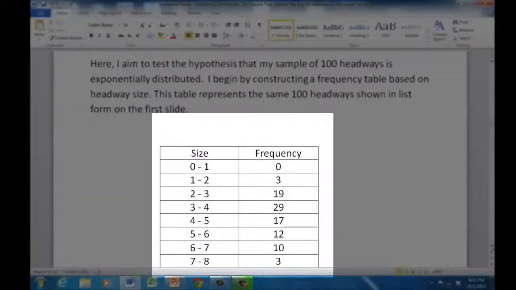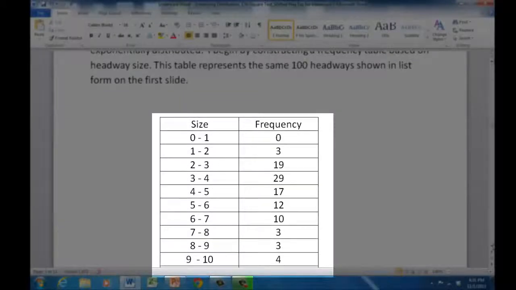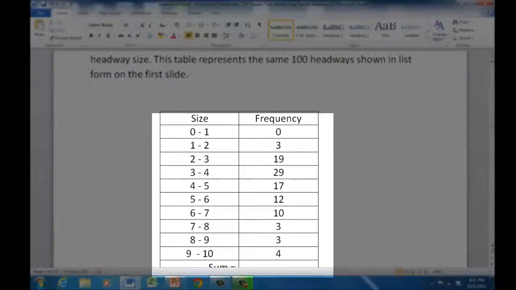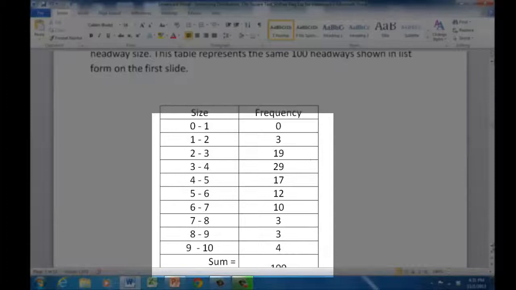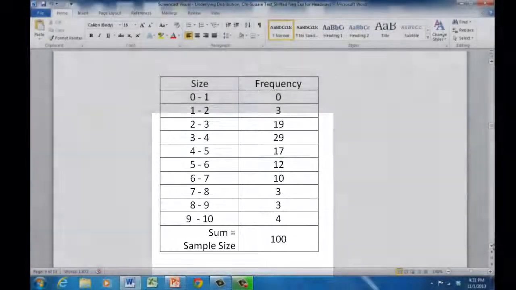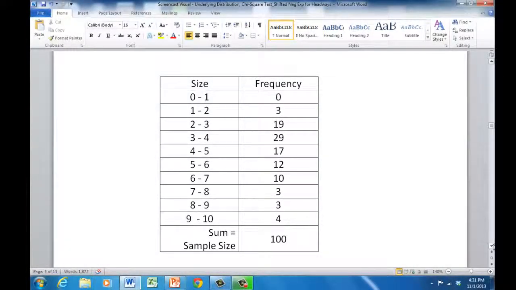Here, I aim to test the hypothesis that my sample of 100 headways is exponentially distributed. I begin by constructing a frequency table based on headway size. This table represents the same 100 headways shown in list form on the first. It is good practice for the analyst to formulate a statement of expectation in advance. And it'll be easier for me to formulate an expectation if I prepare an exhibit that allows me to see the shape of this sample.